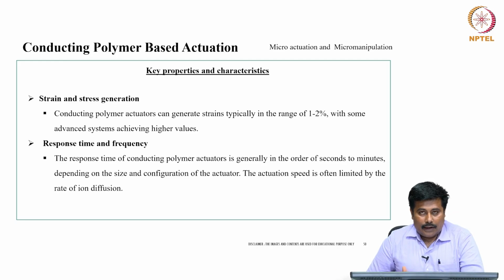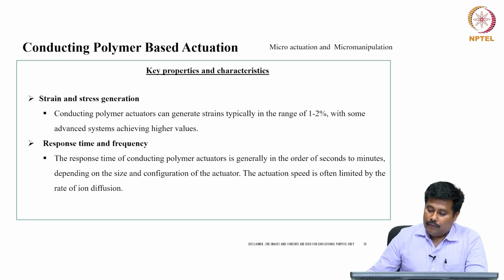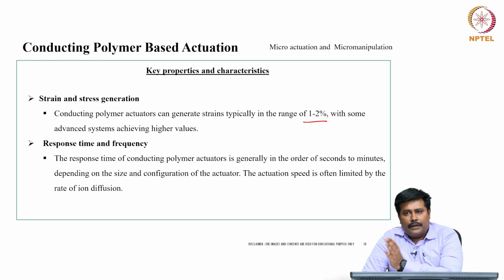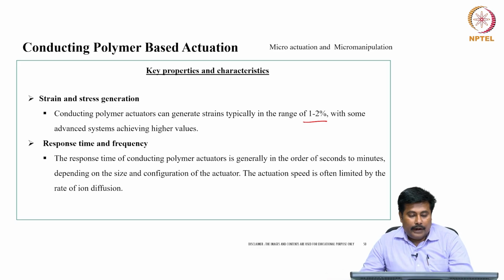That is, conducting polymers can generate strains typically in the range of 1 to 2%, with some advanced systems achieving higher values. As far as response time and frequency are concerned, the response time of the conducting polymer actuator is generally in the order of seconds to minutes, depending upon the size and configuration of the actuator. The actuator speed is often limited by the rate of ion diffusion.